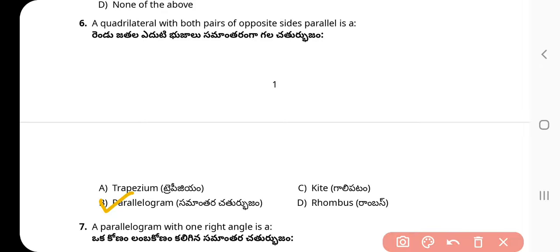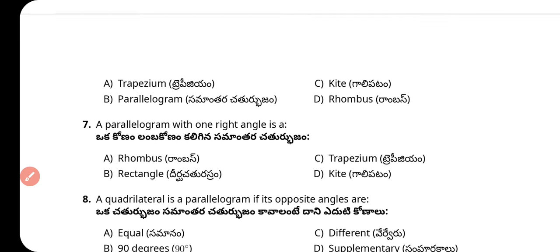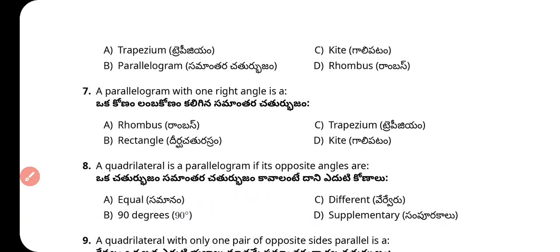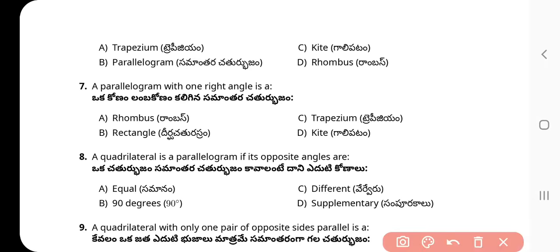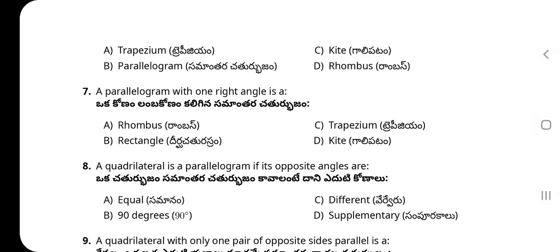Question number 7. A parallelogram with one right angle is a rhombus, trapezium, rectangle, kite. What is the right answer? Right answer is rectangle, the correct answer of the 7th question. A parallelogram with one right angle implies all angles are 90 degree. That means a rectangle.